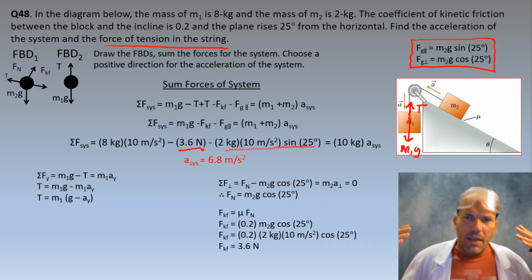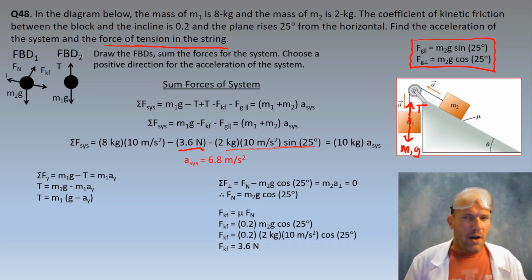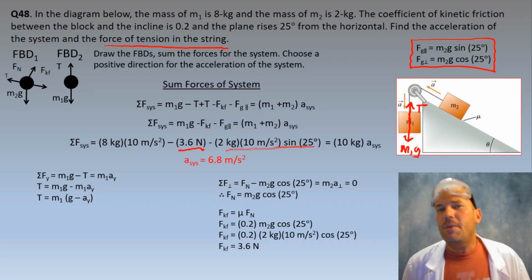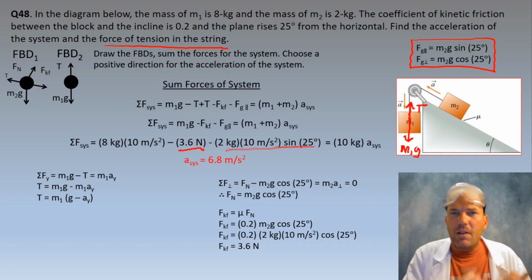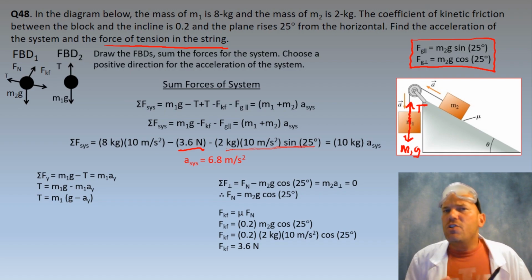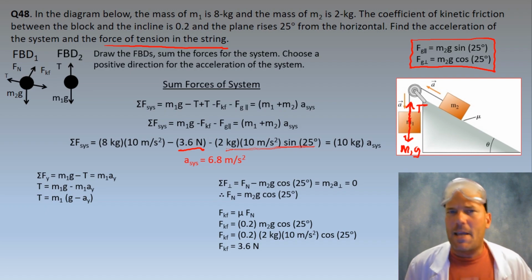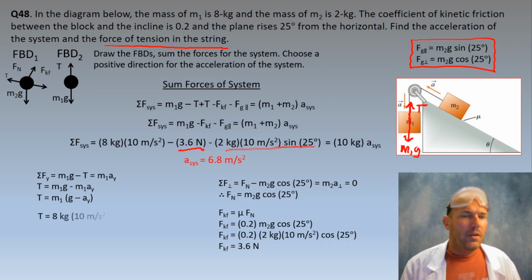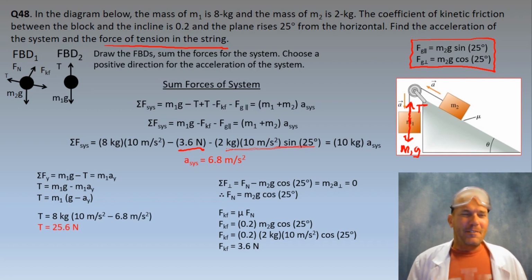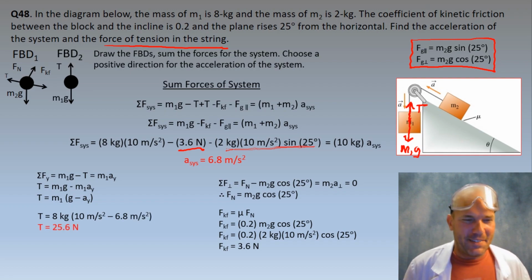So 80 newtons. However, it's accelerating, and the direction of the acceleration is the same as the acceleration due to gravity. So let's make a prediction about what the tension should be. Should it be greater than or less than 80 newtons? Let's find out. Indeed, we find it's quite a bit less than.